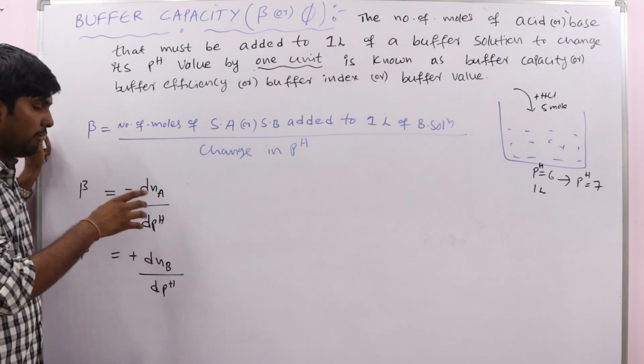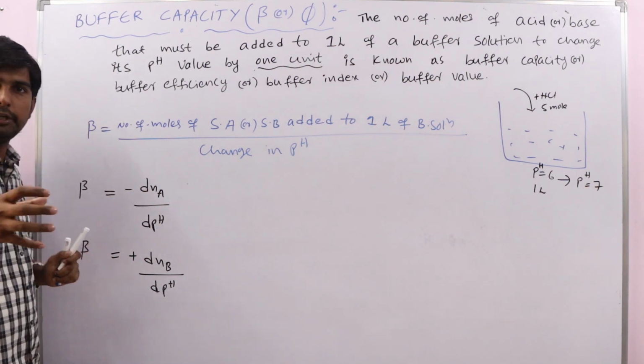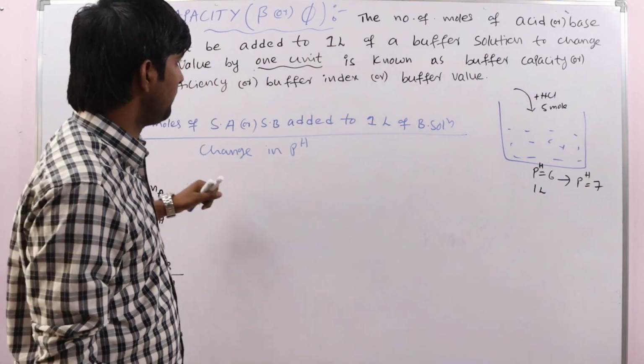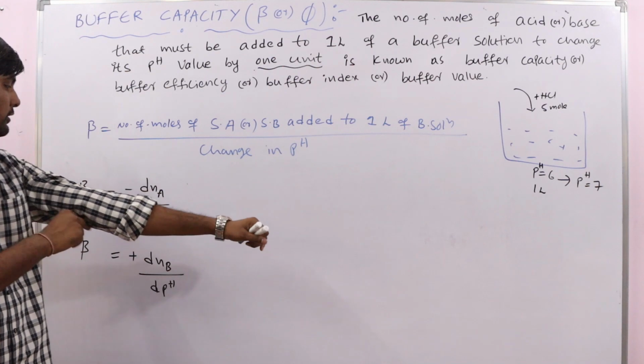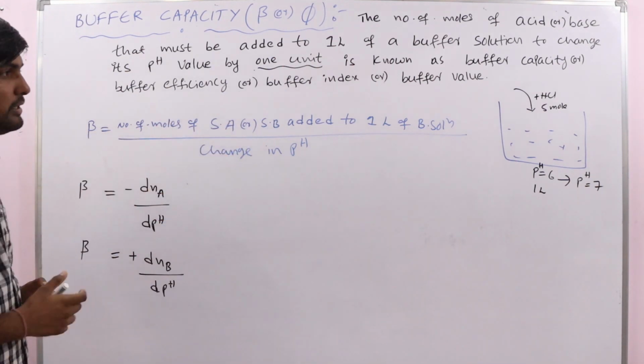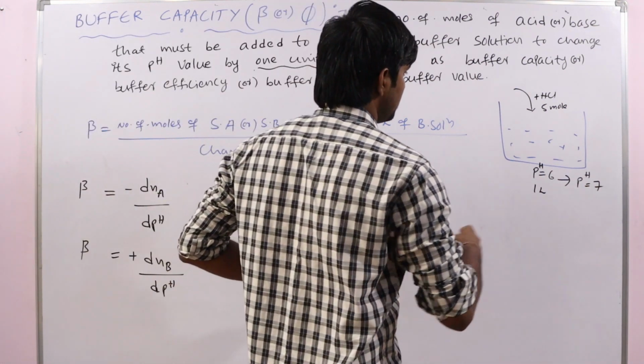Okay, so always, efficiency and capacity are positive quantities. Yes or no? Capacity, efficiency, they are positive. Okay, so here when acid is added, what happens? pH decreases. Yes or no? pH decreases.